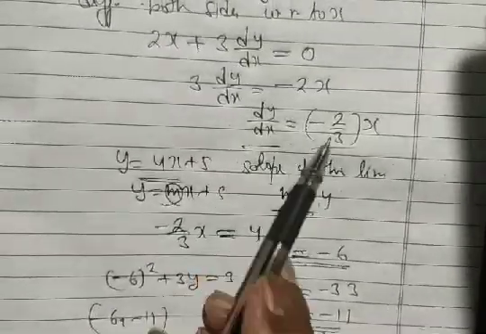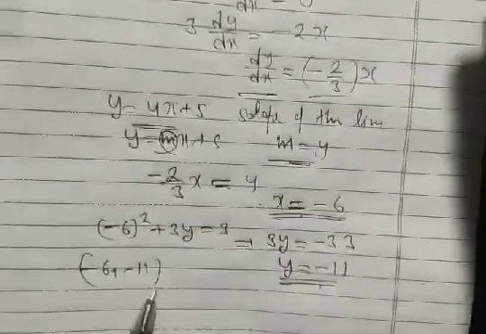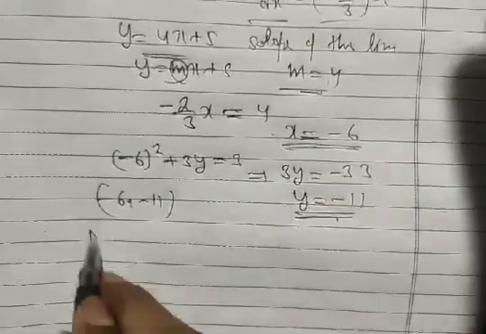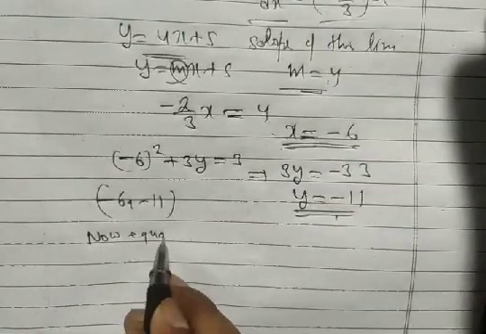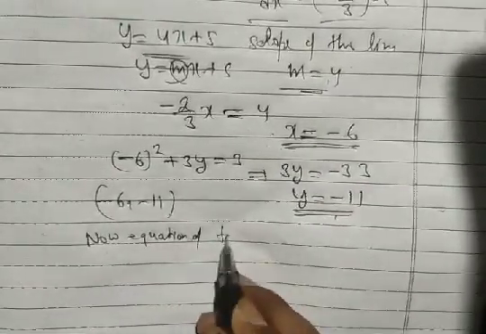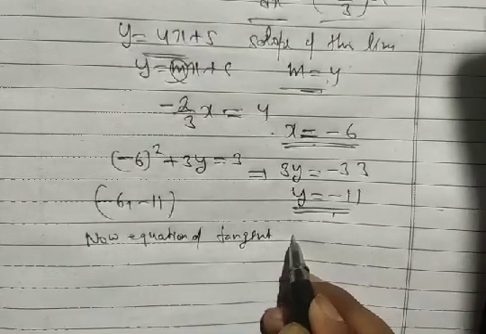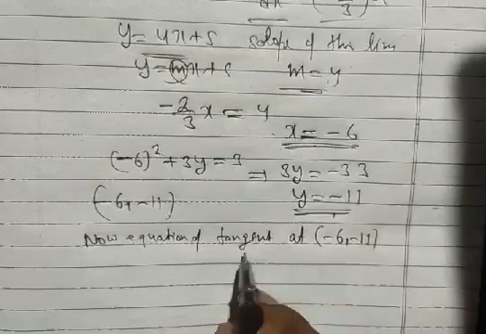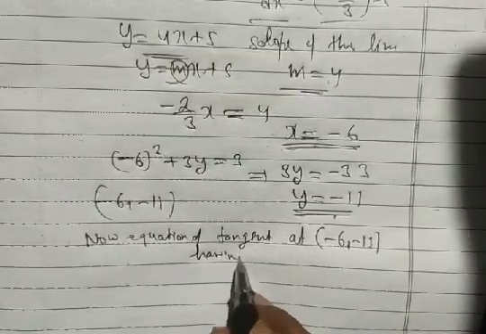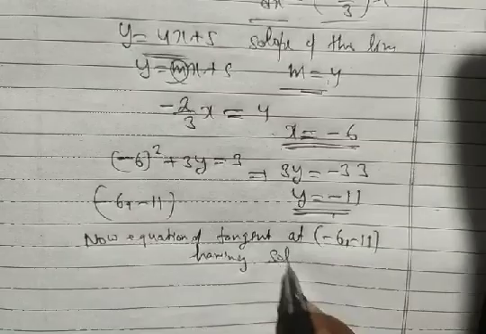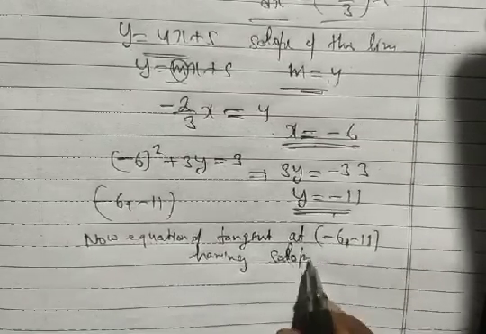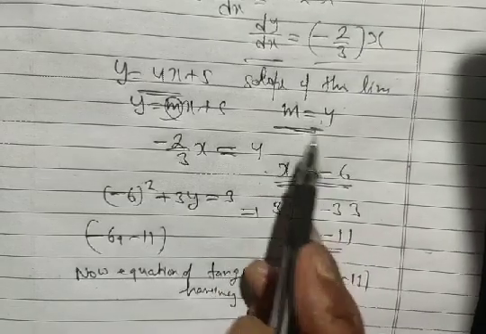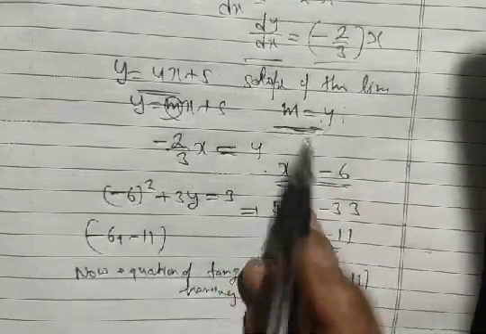We have the slope of the tangent and we have the point. Now we have to find the equation of tangent at the point minus 6, minus 11. What is the slope? Since we know that the slopes are equal, the slope is 4.